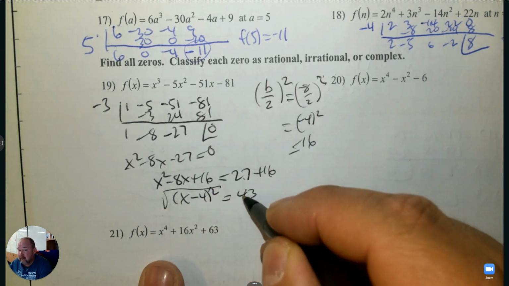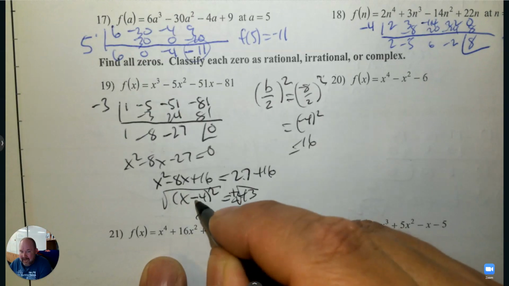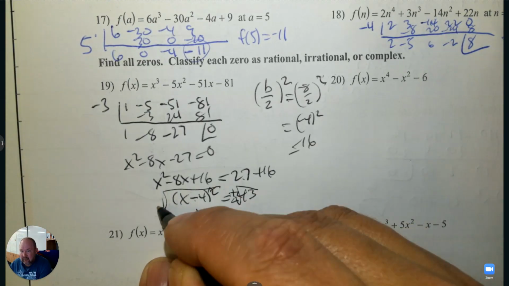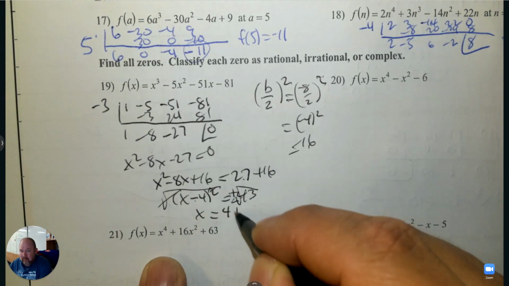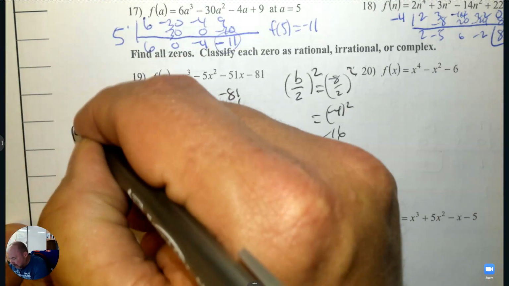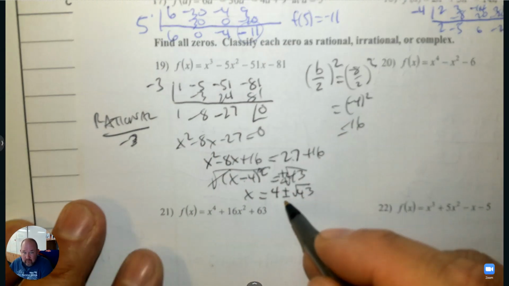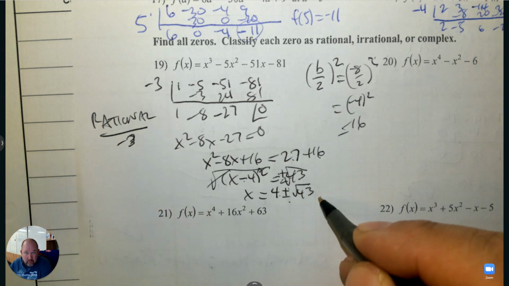I'm going to square root it. That answer is positive and negative. And then the last step is I'm going to add 4 to the other side. So it's 4 plus or minus the square root of 43. If I ask, what is the rational zero there? The rational zero is -3. If I ask, what are these zeros? 4 plus or minus root 43.